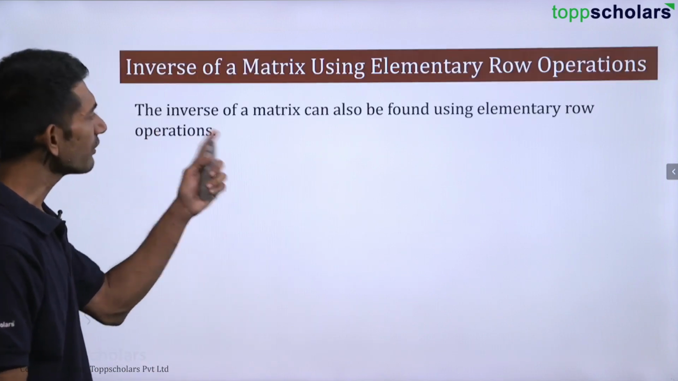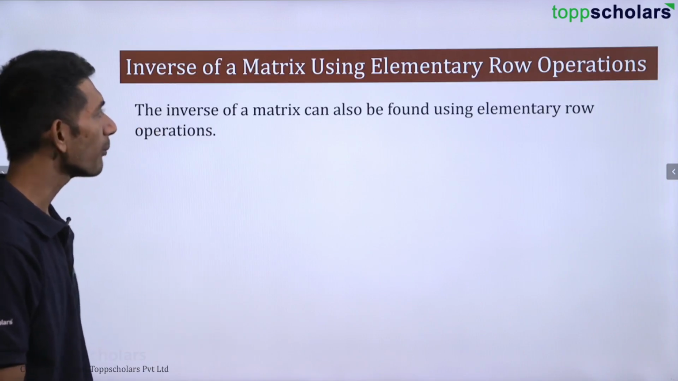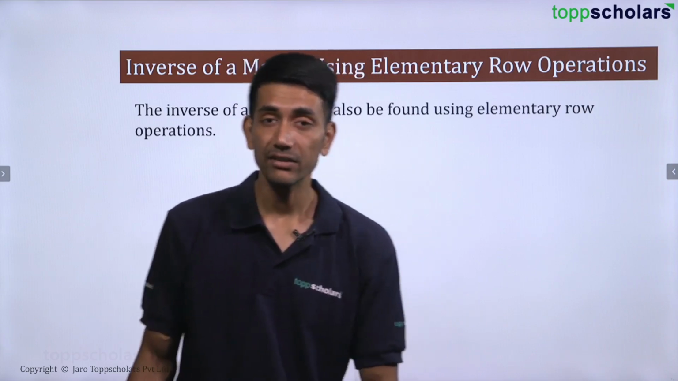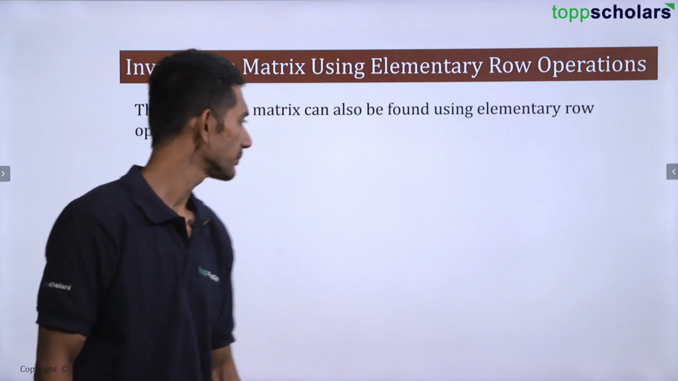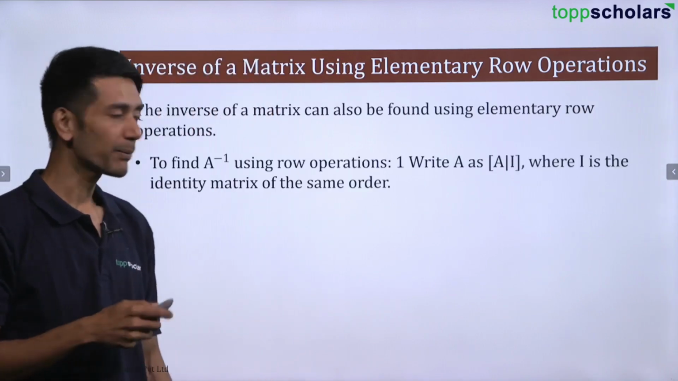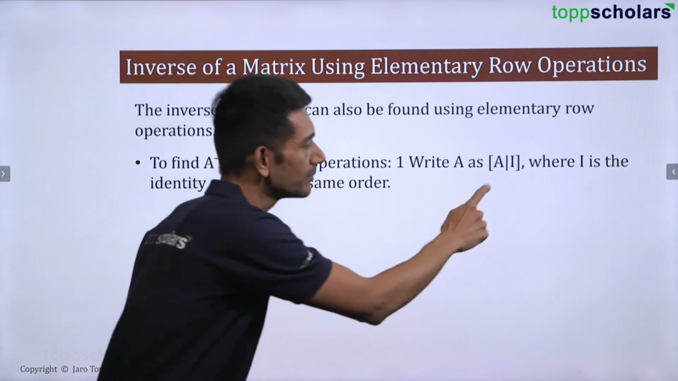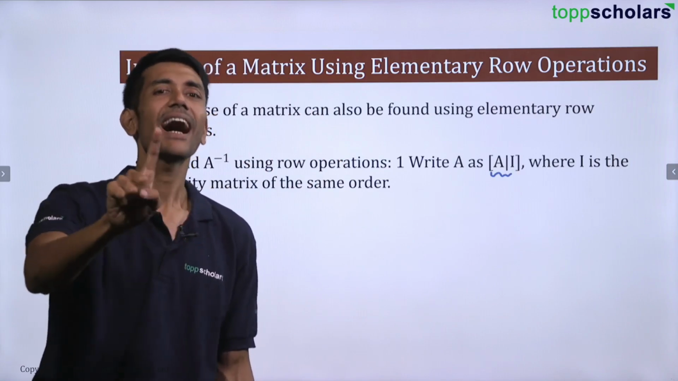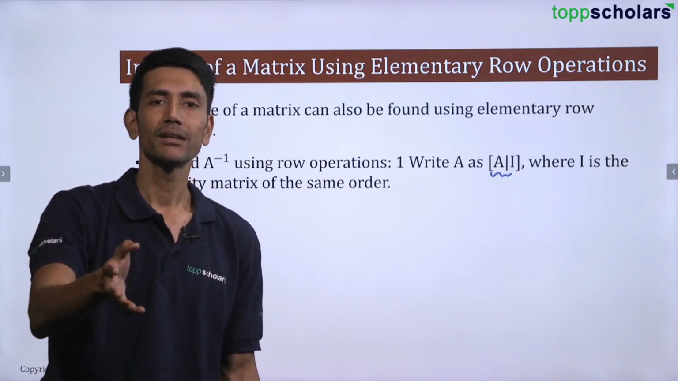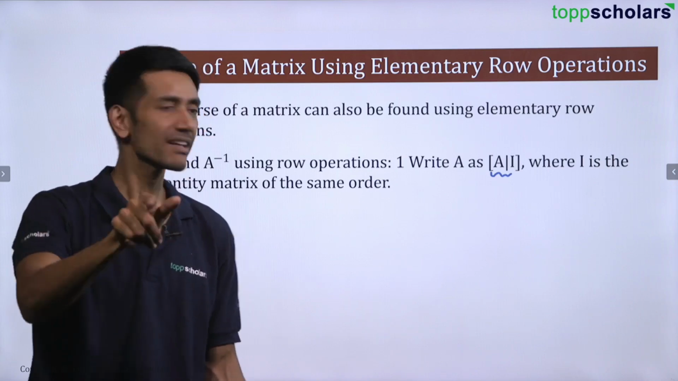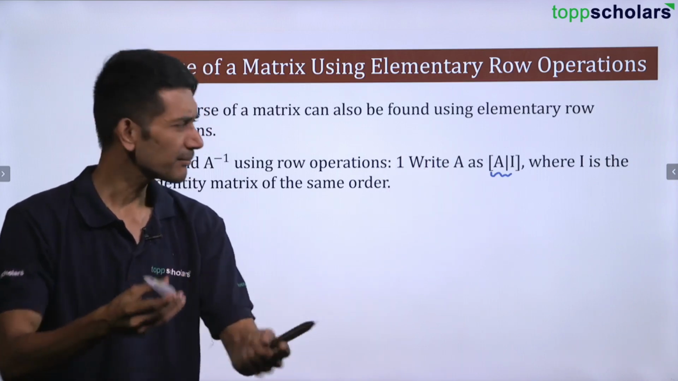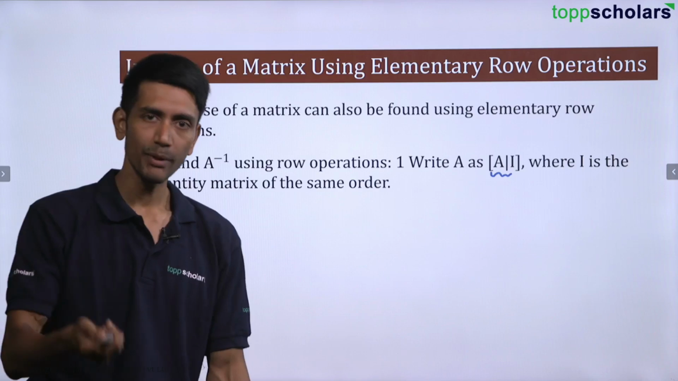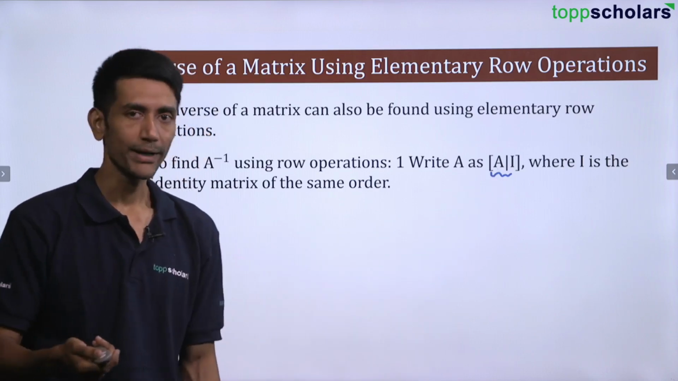So the inverse of a matrix can also be found using elementary row operations. Now let us try to understand what this elementary row operation exactly is and how do we apply that on the problems. So to find out A inverse using row operations, firstly we write A as AI, because AI is A only, no? Like I is like your 1. If I say 5 multiplied by 1, it's 5 only. 7 multiplied by 1, it is 7 only. So AI is like your A, where I is the identity matrix of the same order. So if A is of the order 2 by 2, I is also of the order 2 by 2, right?